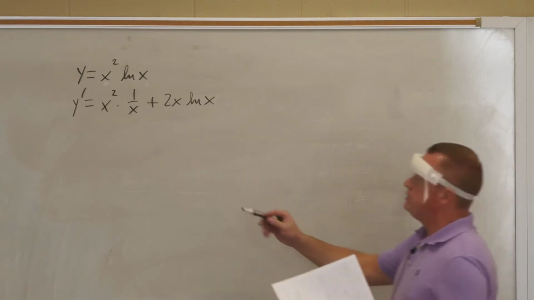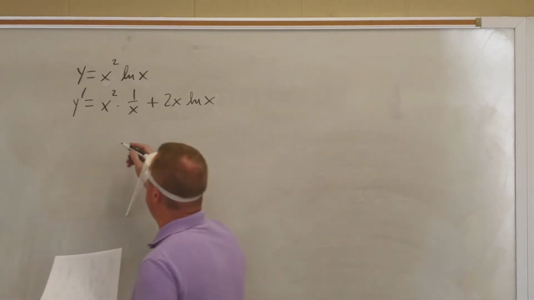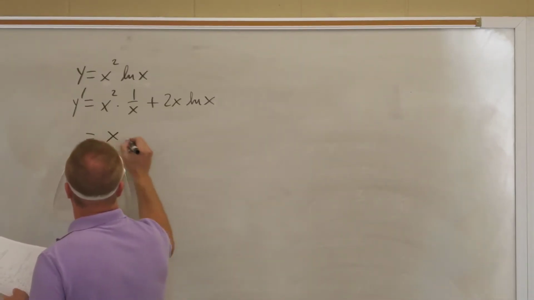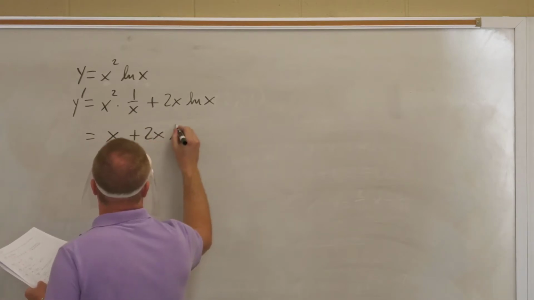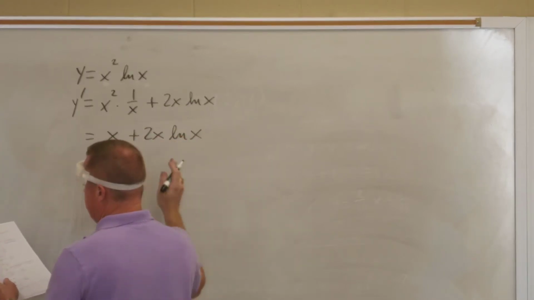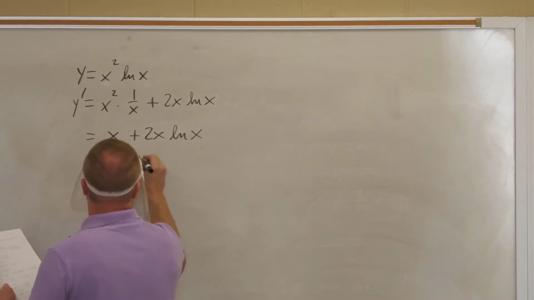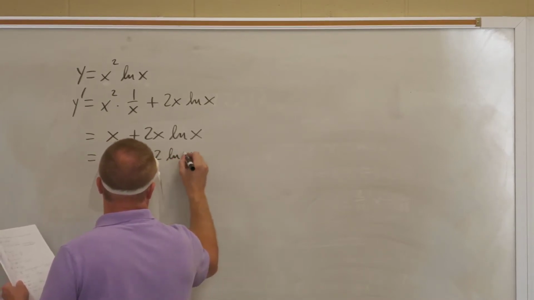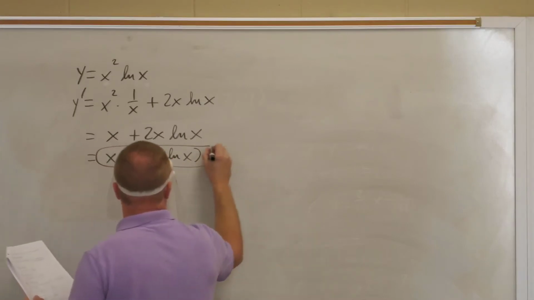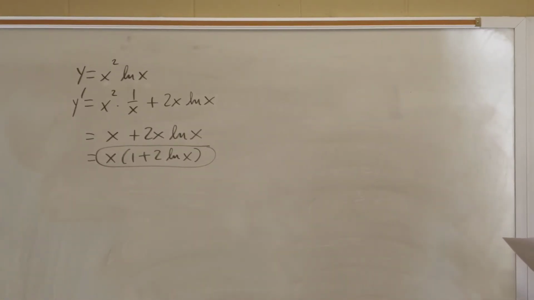Now all I can do here really is just say x squared times 1 over x is x. I'm good with that. If my math lab wants you to factor it, then you could factor an x out and get that. But either one's fine with me. So, any questions about that one?